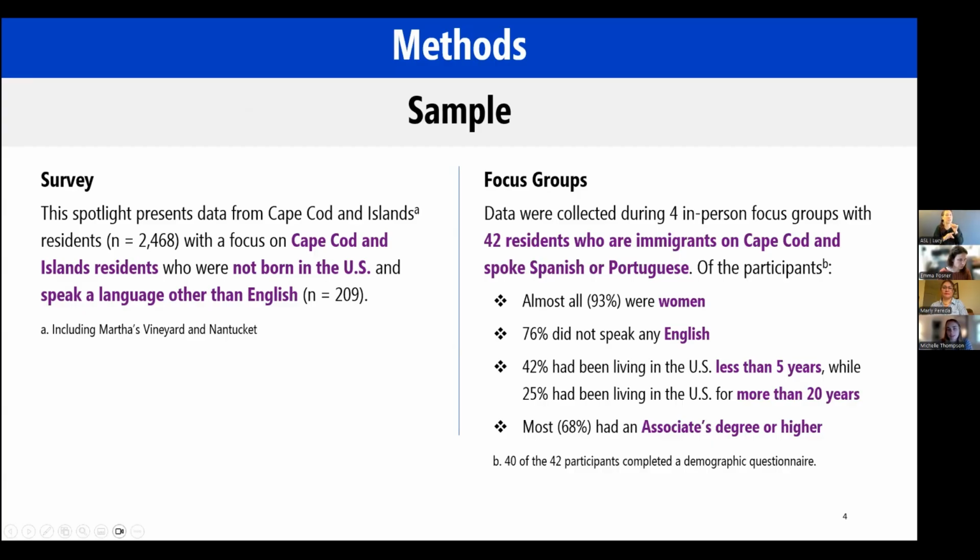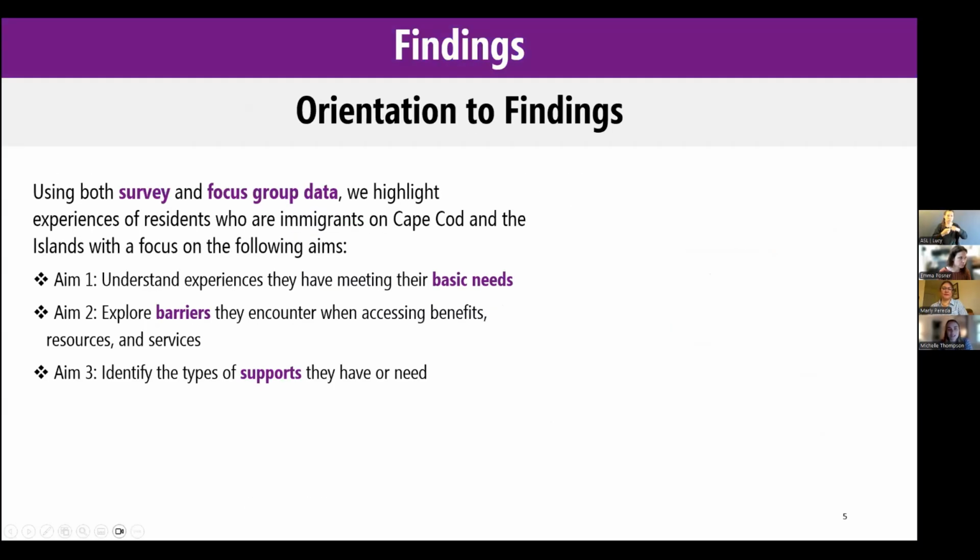The qualitative data you'll see was taken from 4 in-person focus groups that included 42 Cape Cod residents who are immigrants and spoke Spanish or Portuguese. Additional demographic information about the focus group participants is shown on the slide. I know I went through our methods and sample really quickly, but for more information, we'll have a report coming out this summer. So we're going to jump into findings next.